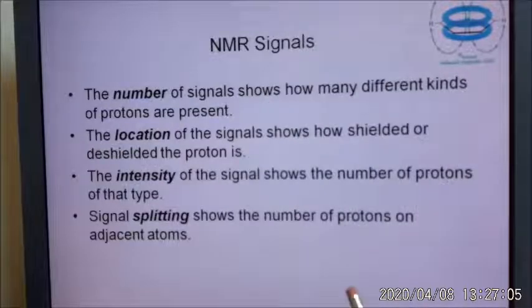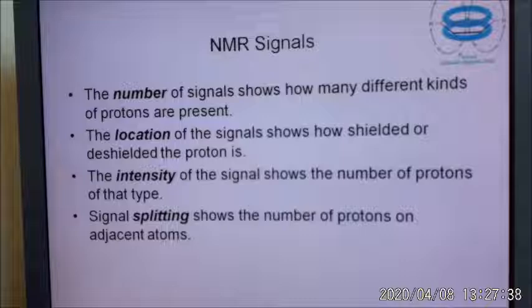Okay? So when we look at the signals, the thing about NMR, which is so delightful, is there's so much information in there. One, the number of signals in a proton NMR tells you the number of different types of protons that are present, not the number of protons present, but the different types. The location tells you how shielded or de-shielded it is, which gives you a good idea of the types of environment around it.